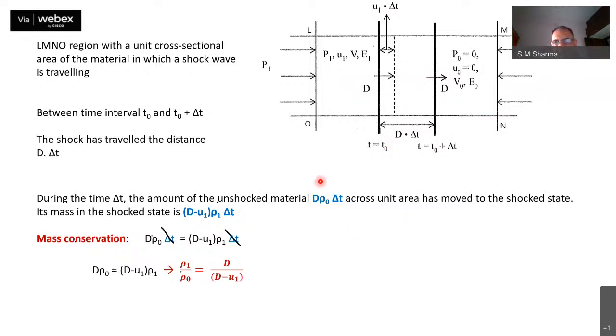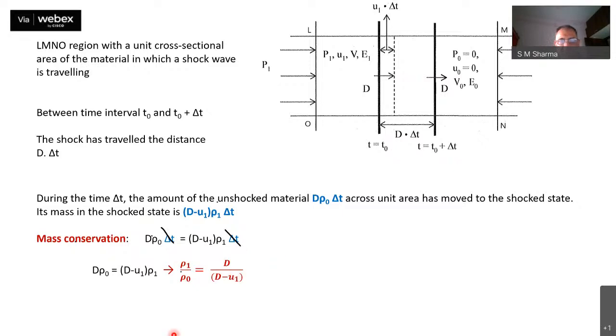So its mass is really D rho naught delta t. And the mass which has come into the shock state, because it has a finite velocity, has moved somewhat, so it is now compressed into this particular area or volume. So that is D minus u, and it now has the density rho1. So the mass conservation implies D rho naught delta t is equal to (D minus u1) into rho1 delta t.